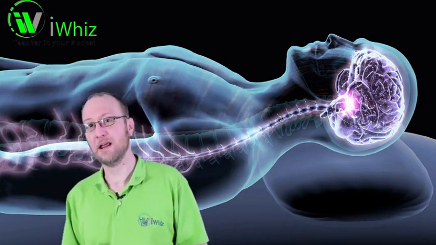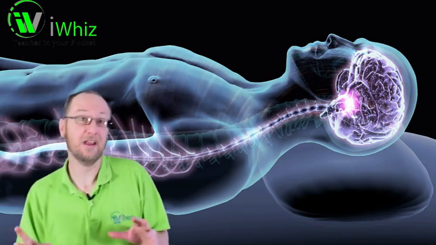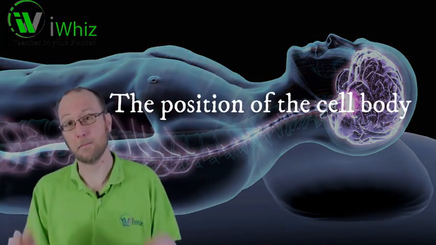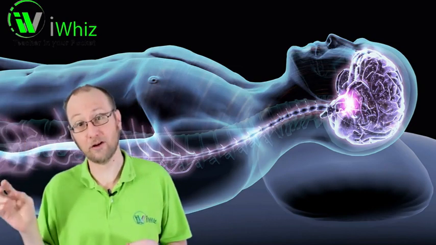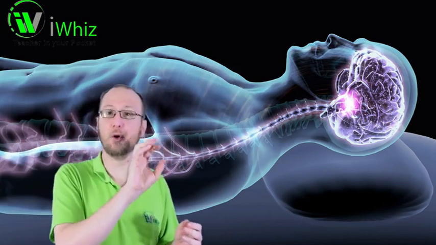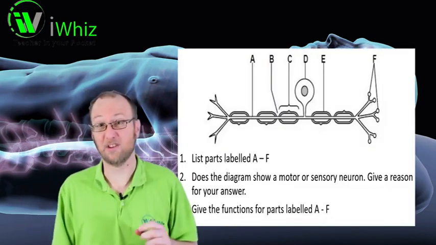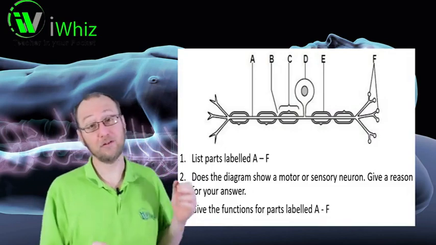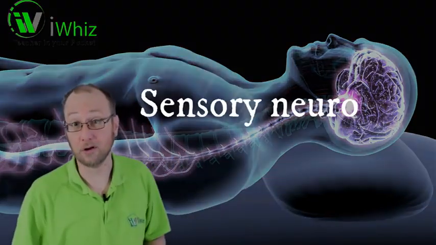Can you remember what one of the main differences between a motor neuron and a sensory neuron were? Hopefully you said the position of the cell body. Remember, motor neurons have the cell body along the axon towards one end of the cell, close to the dendrites. The sensory neurons, on the other hand, have it branching off the axon towards the middle of the neuron. So we have a look at this picture here and we say, where is the cell body located? And hopefully from looking at this picture you can see that we are talking about a sensory neuron.